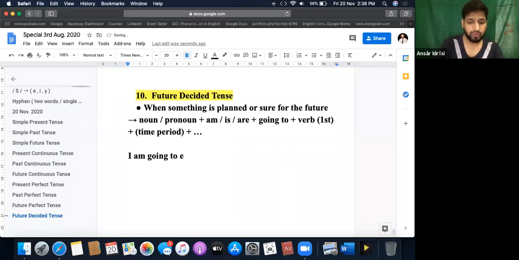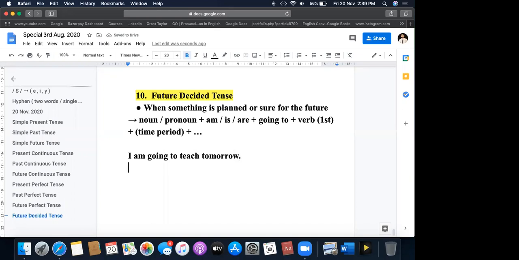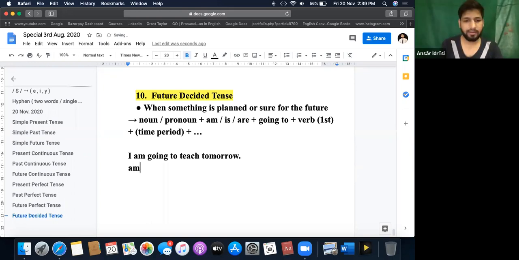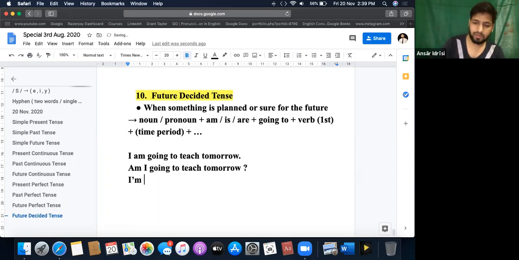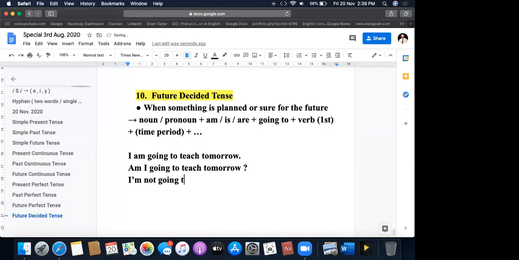I'm going to teach plus period of time. Just to understand, I'm going to teach tomorrow. Correct? Question? Am I going to teach tomorrow? Exactly. Am I going to teach tomorrow? Negative. I'm not going to teach tomorrow.